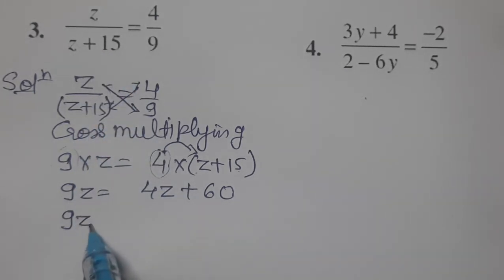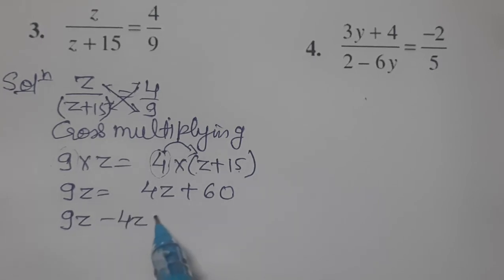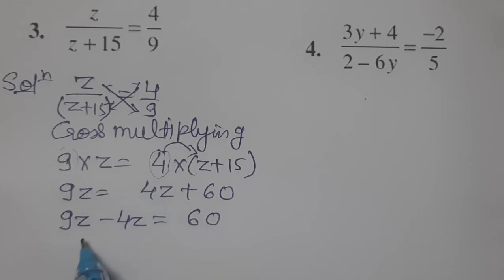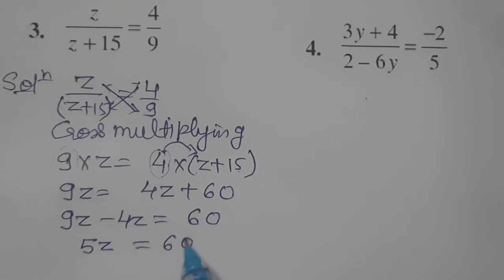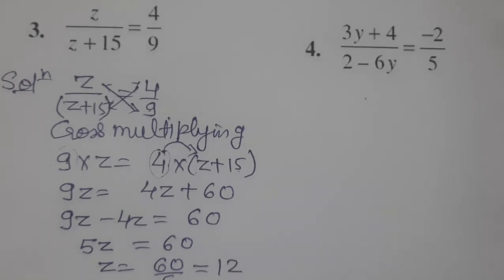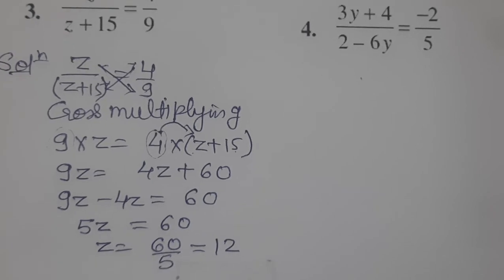Now, bringing the variable to one side and the constant to the other side, the constant is only one there, so it will remain as it is. So 4z we have transposed here. 9 minus 4, 5z. 5z equals 60. z equals 60 by 5. 12 5s are 60, 12. Therefore, the value of z is 12. Therefore, z equals 12 is the solution of the equation.